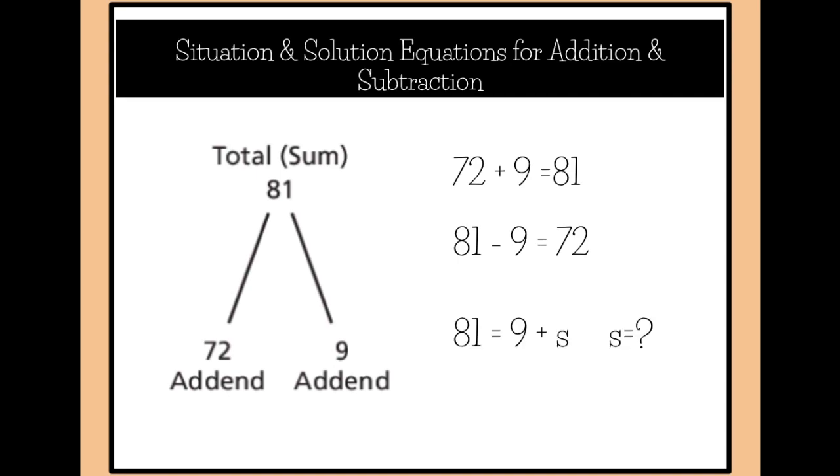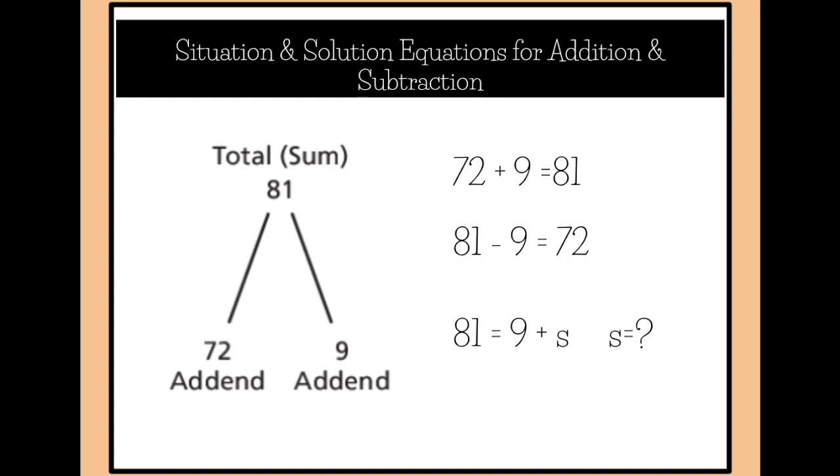Well, let's take a look at this equation. What if we had this problem, 81 = 9 + s? How could we solve for s? This type of equation that shows the structure of the information in the equation is called a situation equation. We haven't solved for the variable yet, but we at least have the structure and we know what information we need to solve for s.